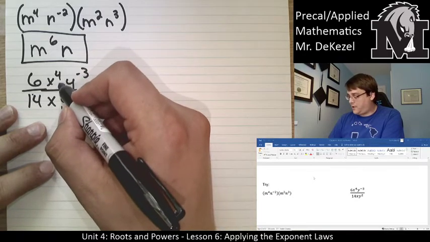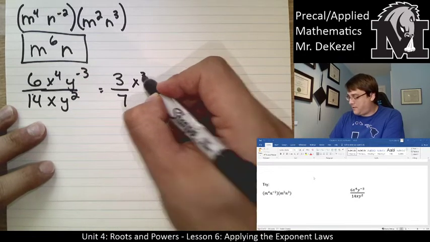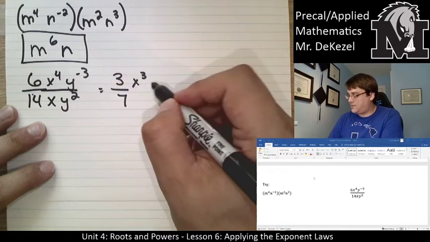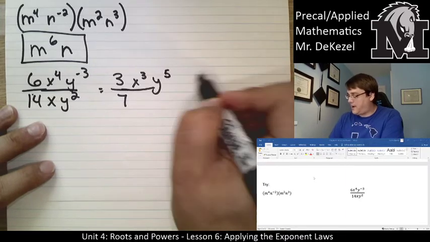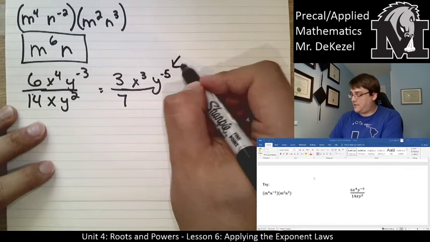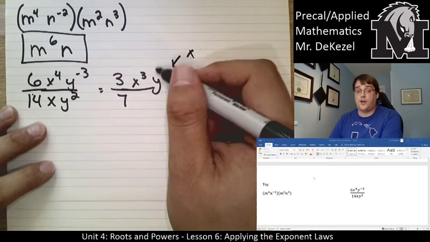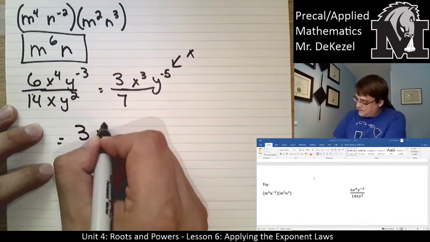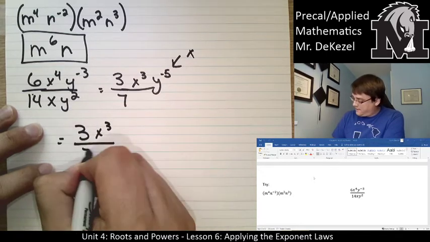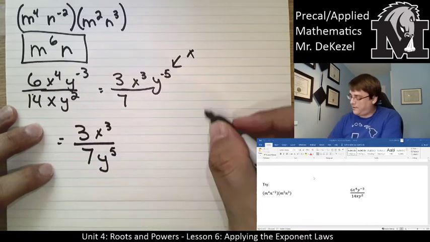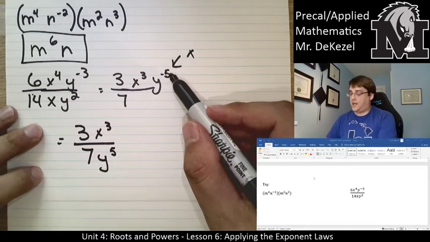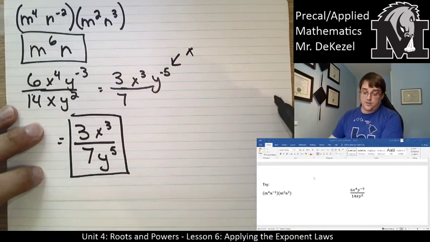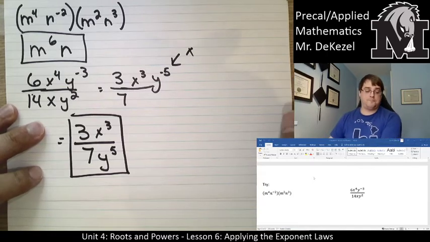X to the power of 4 minus 1 gets us x to the power of 3. And then we've got y to the power of negative 3 subtract 2, so that's y to the power of negative 5. I don't like negatives, that is no good. So I need to flip it over to put it on the bottom. I am then left with 3x to the power of 3 divided by 7y to the power of 5. Because this is a negative up here, I can put y on the bottom and make the exponent positive. So that is what we would get for that problem.